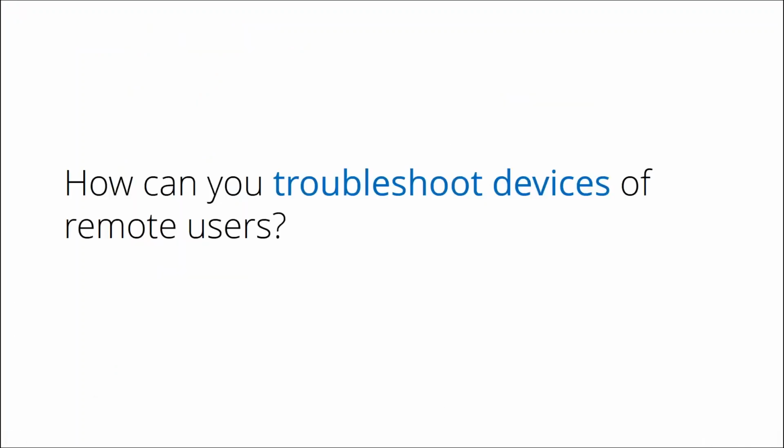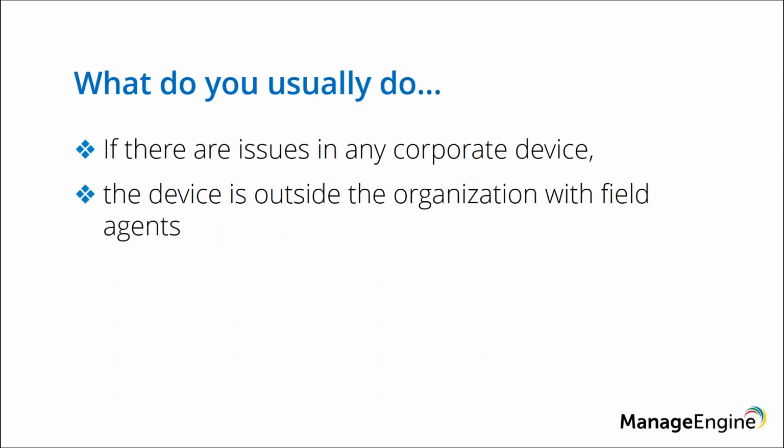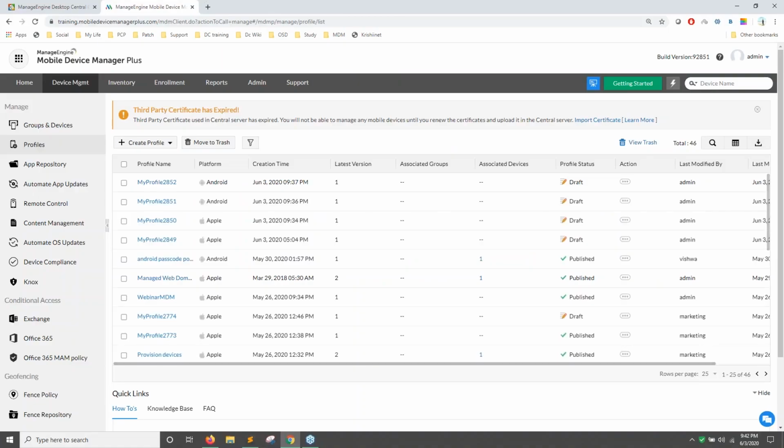So far, we have seen app management, how we can restrict the users from installing certain applications and also lock down the devices with certain apps alone. Now, let me show you how we can troubleshoot the devices by taking remote control. In case this is a corporate device and the device is outside the organization, with the field agents, and whatever steps or recommendations you suggest on the user end, if they're not able to perform them, you can take remote control from our product and troubleshoot those devices.